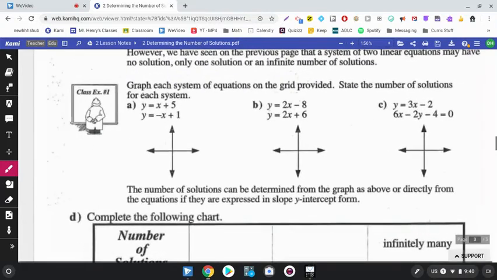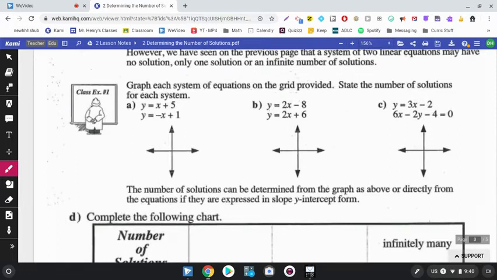Graph each system. Okay. And then state the number of solutions, A, B, and C. You know what? Why don't you do this ahead of me? A and B are set up for you to type right into your calculator. C, you have to rearrange one of them. So do that and then graph. But why don't you do all three of these ahead of me? Pause, and then we will finish it together.